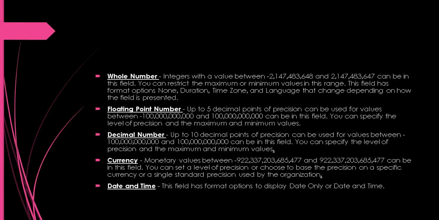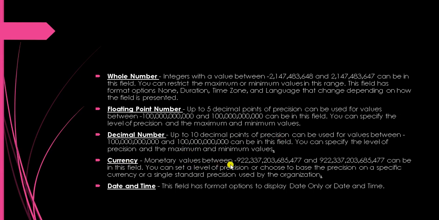Whole number. Whole number is basically for numeric values. If we need some numeric values, we can insert a whole number type of field inside a CRM form and have values between this and this. Floating point number can contain digits up to 5 decimal points of precision, and can be used for values between this and this. You can specify the level of precision and maximum and minimum values as per your requirement. Decimal number means up to 10 decimal points of precision, and can be used for values between this and this.